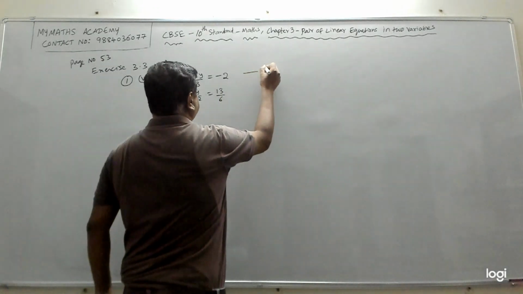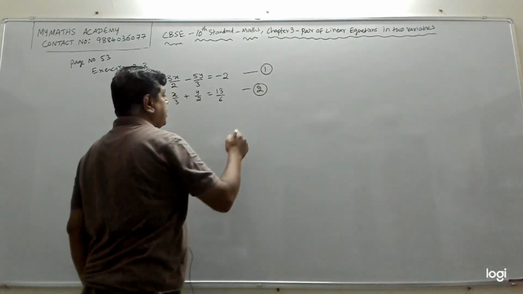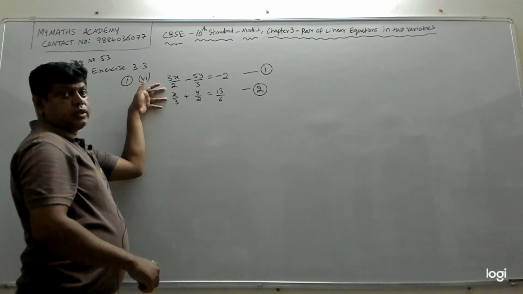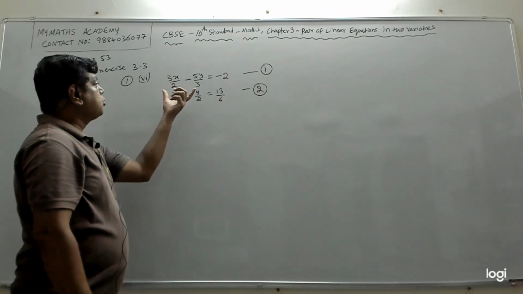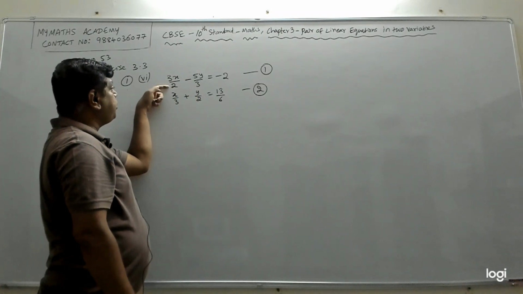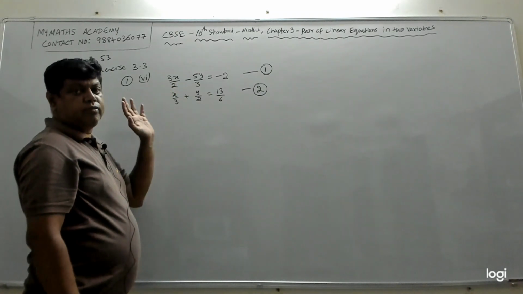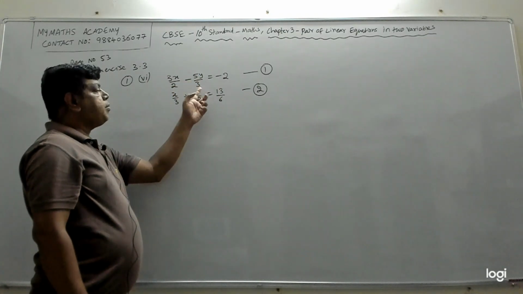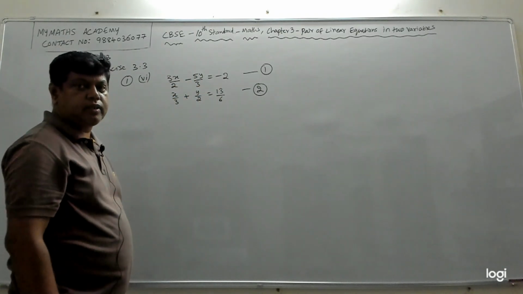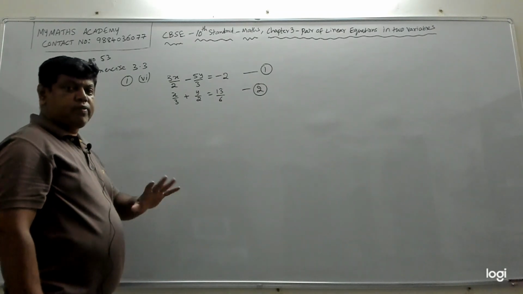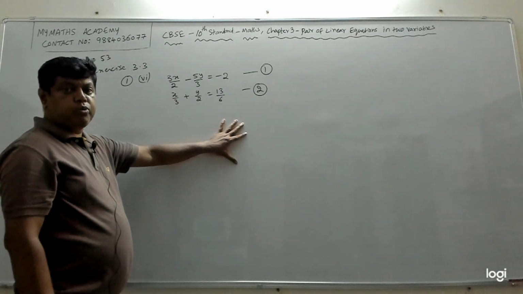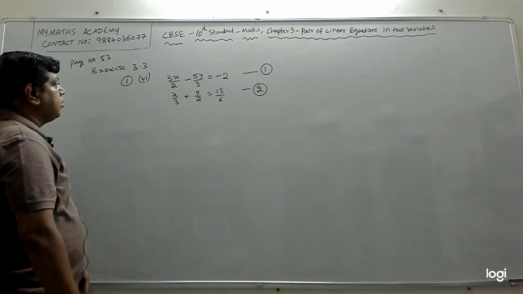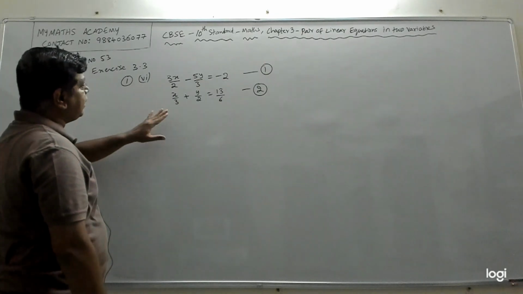As I said earlier, we need to solve these two equations using the substitution method. Before that, we need to make sure that we do not have any value in the denominator. It's a fraction, 3 by 2, 5 by 3, so we will try to avoid the fraction as much as possible. So first step is we will avoid the fraction and write the given equation in a little cleaner way.